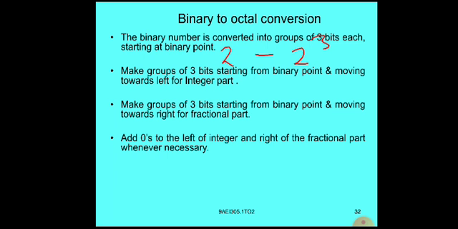For example, add zeros to the left of the integer part and to the right of the fractional part whenever necessary, because if a group is less than 3 bits, you have to add zeros to make a group of 3 bits. That is the important thing you have to remember. Okay, replace each group with its equivalent octal digit. Let us take one example.